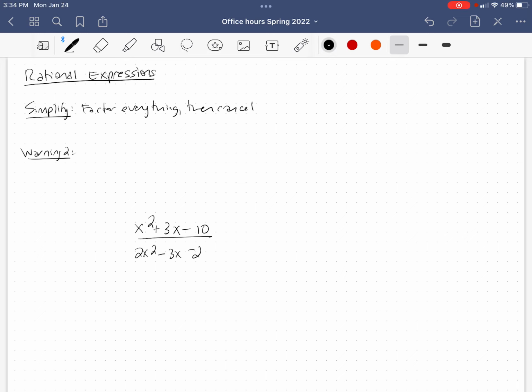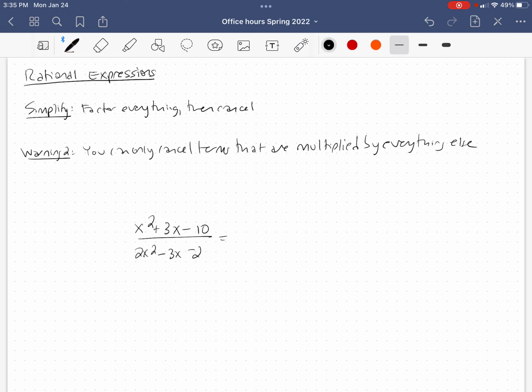And when we simplify a rational expression, we factor everything in sight and then cancel terms that are in common on top and bottom. But we have to be very careful when we do this. The warning is that you can only cancel terms that are multiplied by everything else. You cannot cancel a term that is added to everything else. So for instance, in this example we're going to do, x squared here and x squared here cannot cancel because they are added or subtracted to all of the other pieces.